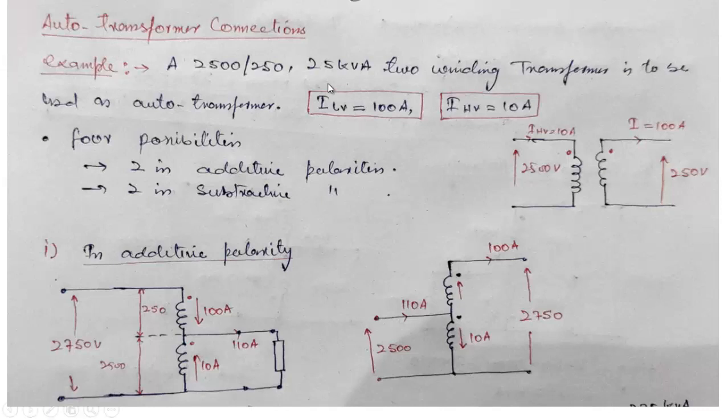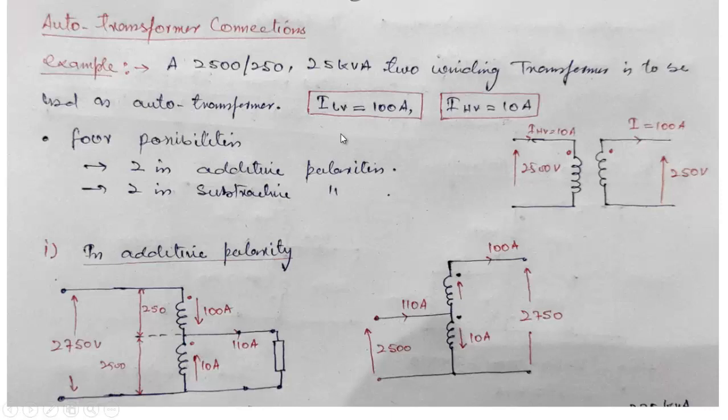So let us take an example. We have a two-winding transformer whose voltage ratio is 2500 divided by 250. So that means its own transformer ratio A is equal to 10. Its rating is equal to 25 kVA. The two-winding transformer is now to be used as an auto transformer.